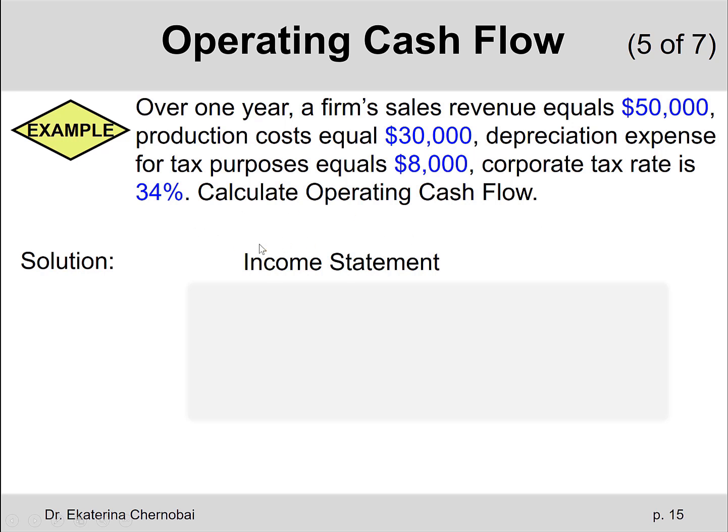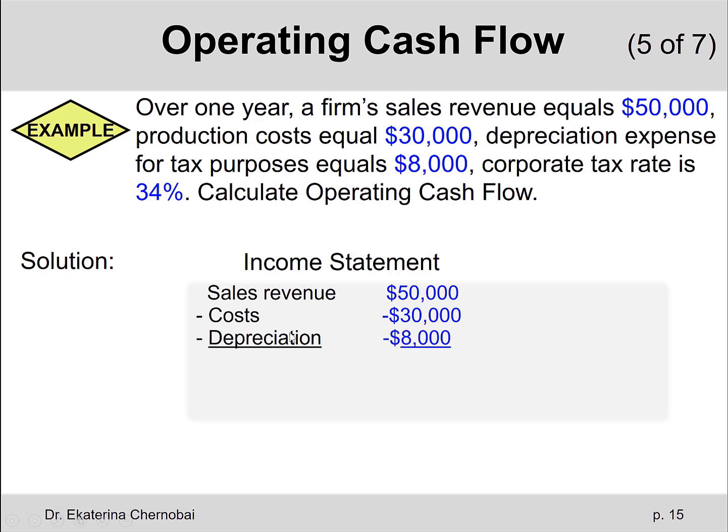Well, let's build the entire income statement first, and then we'll just pick the items that we need to follow the formula from the previous slide to find the OCF. The income statement would need to start with the $50,000 in sales revenue. Then we subtract production costs, minus $30,000. Then we subtract depreciation, minus $8,000, which gives us the earnings before interest and taxes. That's $12,000. Right? $12,000 is $50,000 minus $30,000 minus $8,000.